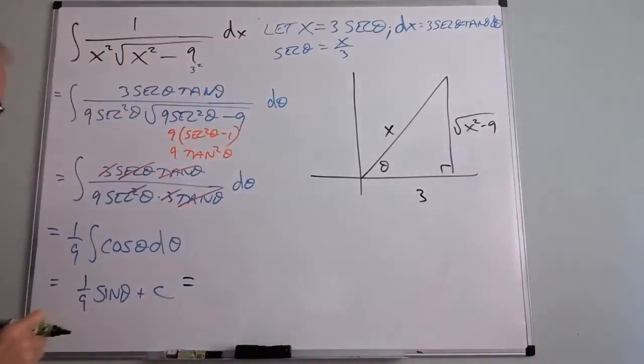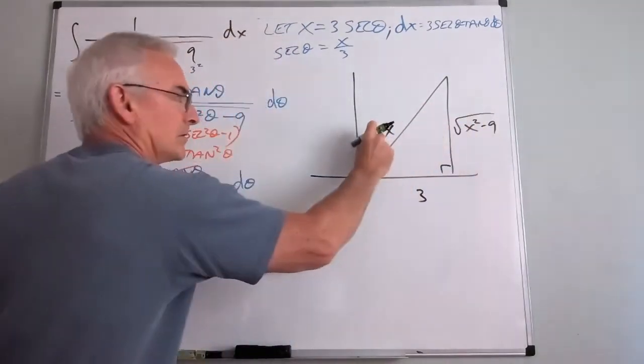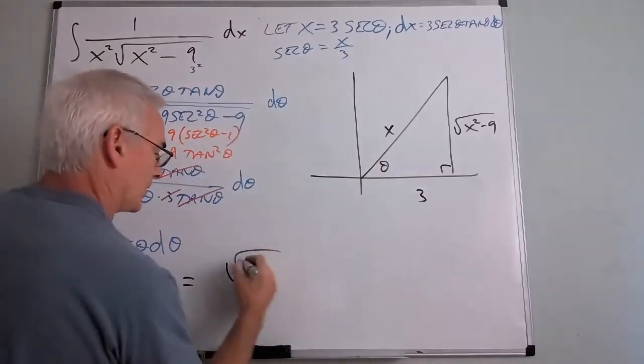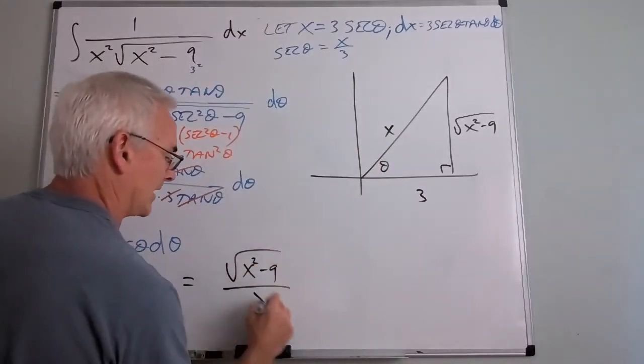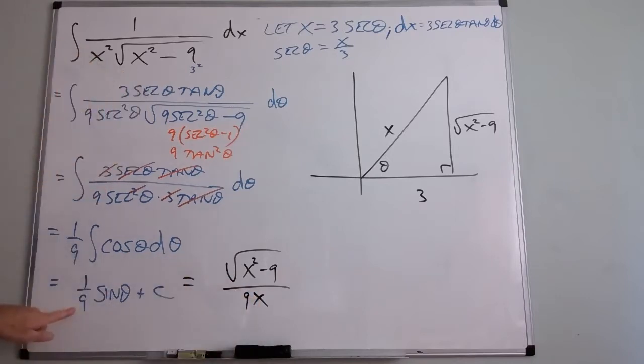Well, careful. Oh, sorry. Sine of theta, we want to be this over this. So how about square root of x squared minus 9 over x, times a ninth? So why don't I just go like that? My bad. Now, can I check this answer?